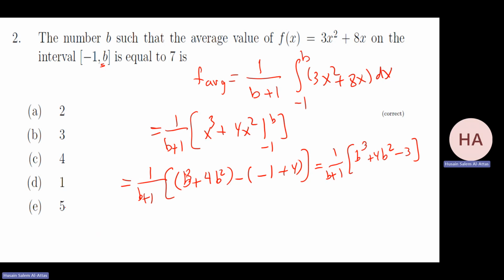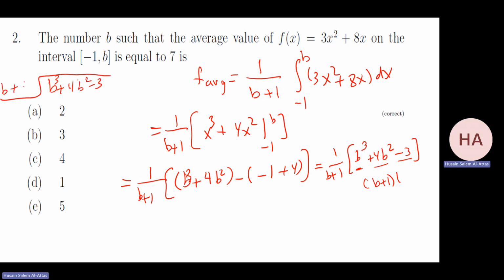If I do B cubed plus 4B squared minus 3 over B plus 1. Why am I sure it will divide? Because I know minus 1 is a zero. If we substitute, that will be minus 1 plus 4 minus 3. So minus 1 is a zero, so for sure it should give me an answer. I mean, I can factor this as B plus 1 times something. Why? Because minus 1 is a zero. This is minus 1 plus 4 minus 3, that will be 0. If you notice it, it's a little bit tricky.